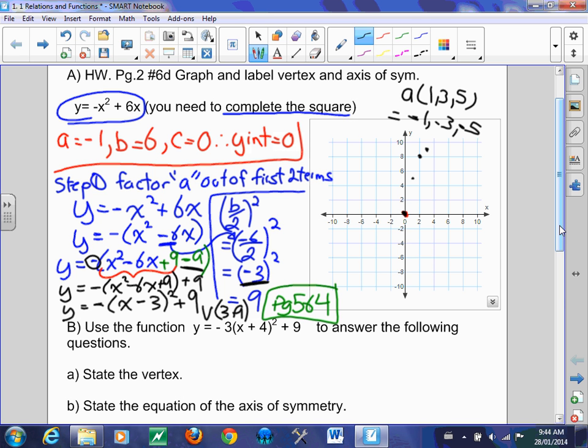Okay, let's try it again. Go from the other side now. Go over 1, down 1, over 1, down 3, over 1, down 5.